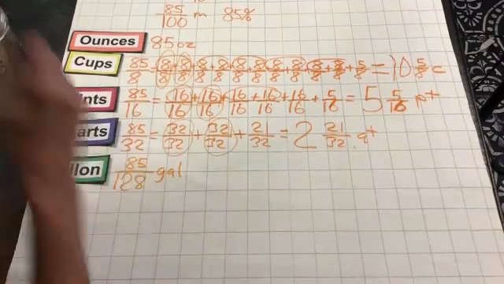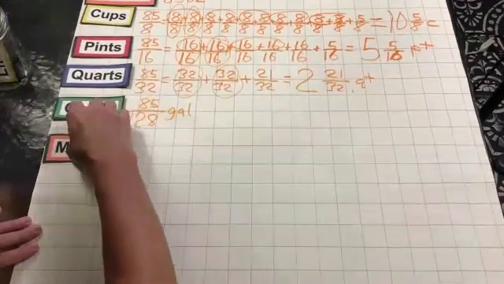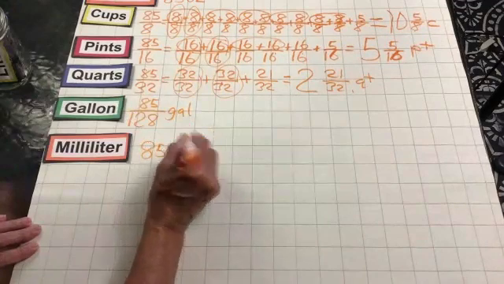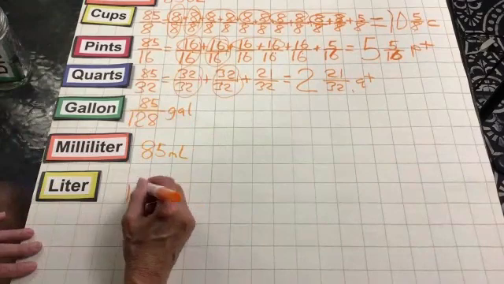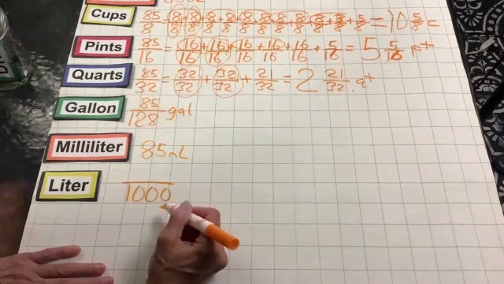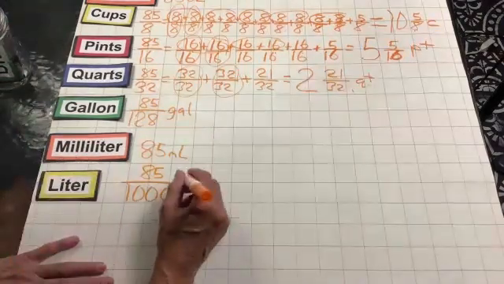All right, let's go for our metric form of liquid measurement, milliliters. Today, we have 85 milliliters. And to convert that into liters, it takes 1,000. Remember our big correction there. Don't forget to go back and correct. We have 85 thousandths of a liter.